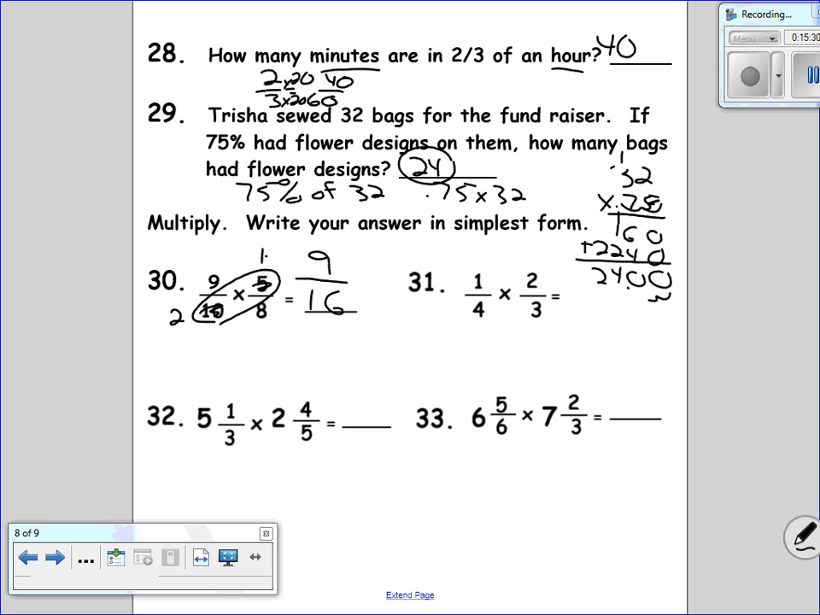Can we cross reduce? No. Can we cross reduce? No. Can we cross reduce here? Yes, we can. Divide by 2. Divide by 2. 1 times 1 is 1. 2 times 3 is 6. 1/6. Let's look at another one down here.